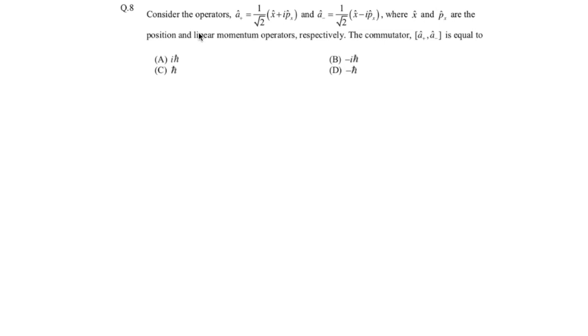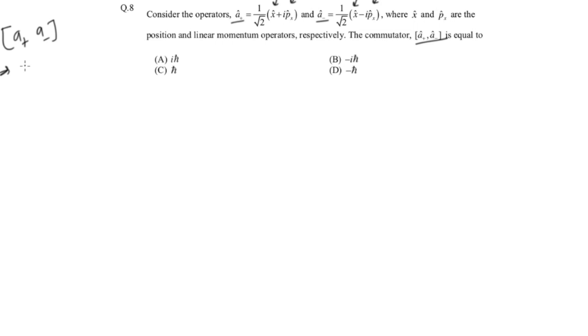Over here it says consider the operators. There are two operators given to you, A plus and A minus, and they are basically sums of two different operators, the position operator and the linear momentum operator. It is given in the question that x and px are your position and linear momentum operators. What you have to find out is the commutator of A plus and A minus. So this is what we need to find out.